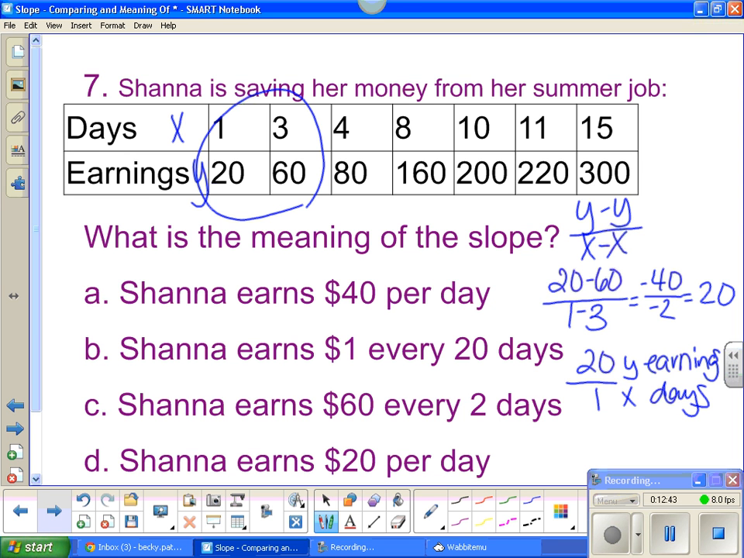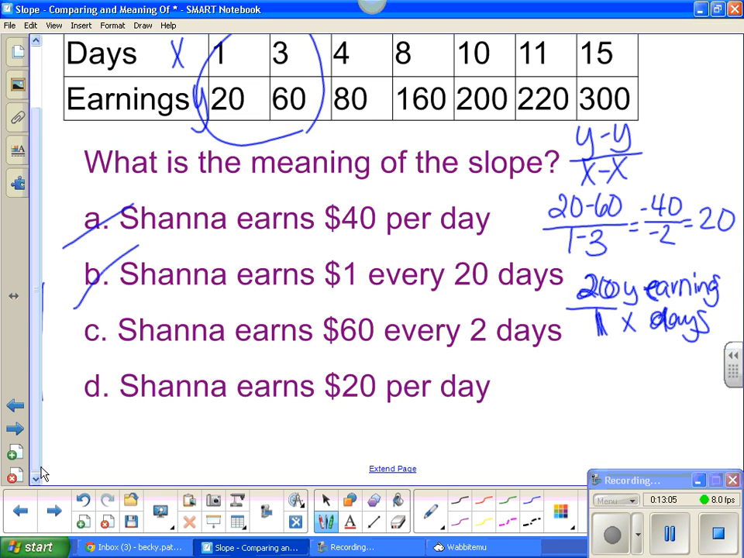Now before we go read, let's figure this out. 1 day, $20 in earnings. Shanna earns $40 per day. No. Shanna earns $1 every 20 days. Well, it has the right numbers, but it's not the right stuff. It's 1 day, $20. Shanna earns $60 every 2 days. No. Shanna earns $20 per day. Yes.